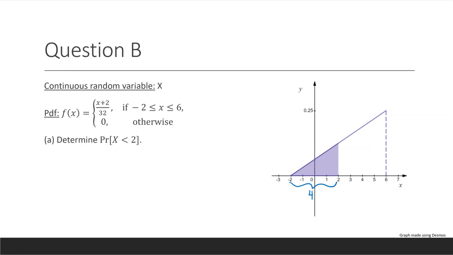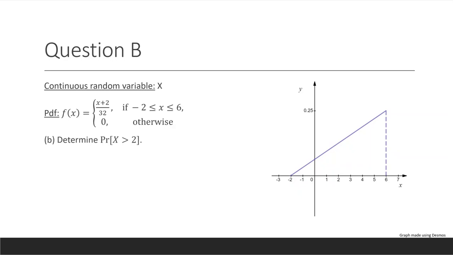Well, the base is 4. The height is given by f of 2, which is 1/8. And so the area, and therefore the probability, is 1/2 times 4 times 1/8, which is 1/4.